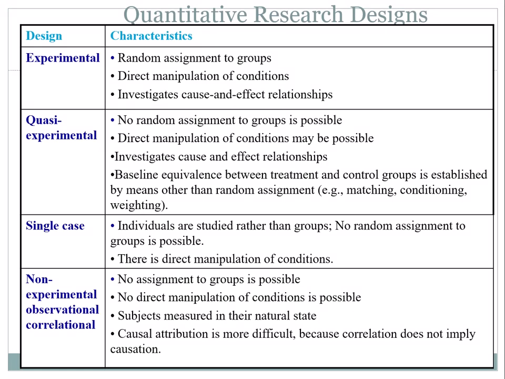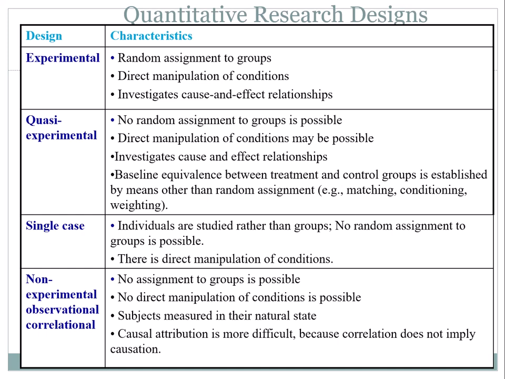Some common designs for education research include experimental, quasi-experimental, single case, and non-experimental or correlational designs. Experimental designs provide the strongest basis for causal inference because individuals are randomly assigned to groups, which controls for confounding. We'll go later in more detail about why that is the case. Now, experimental designs also have a direct manipulation of conditions, meaning that the researcher is in control of the experience that the treatment group is receiving.